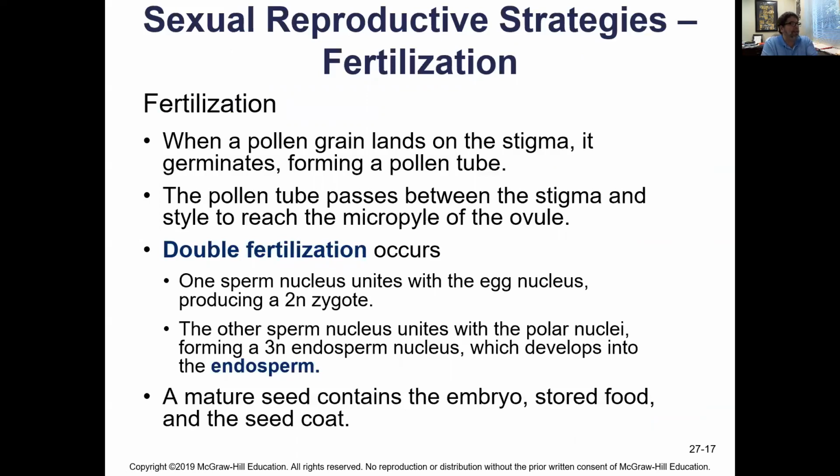Fertilization, right? When the sperm slides down the pollen tube, we get a fertilization. And actually, this is a very important point, one of my questions: the double fertilization. One sperm fertilizes the egg, we get the diploid 2N zygote, the baby embryo, and the other sperm fertilizes the polar nuclei, forming a 3N triploid endosperm, which is the food for the developing embryo.